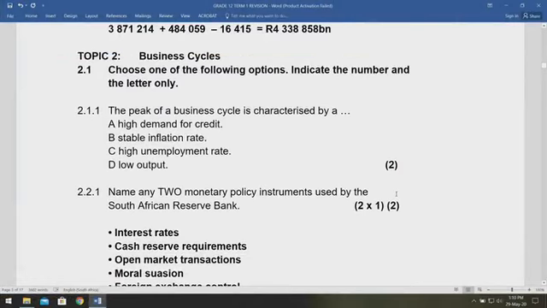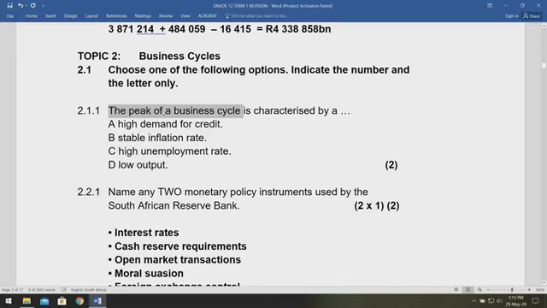We start again with a section A type question. Choose one of the following. Indicate the number and the letter only. Right, we start with 2.1.1. Speaks about the peak of a business cycle. So for me to answer this question, I need to understand what is meant by the term the peak of a business cycle, right?